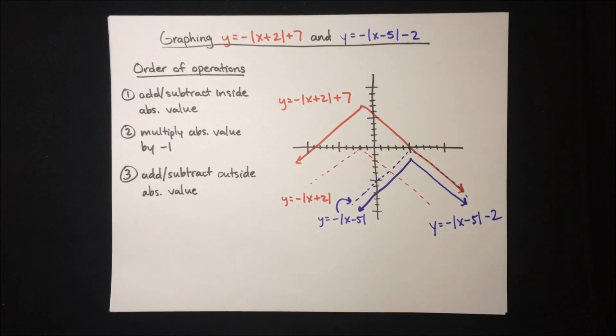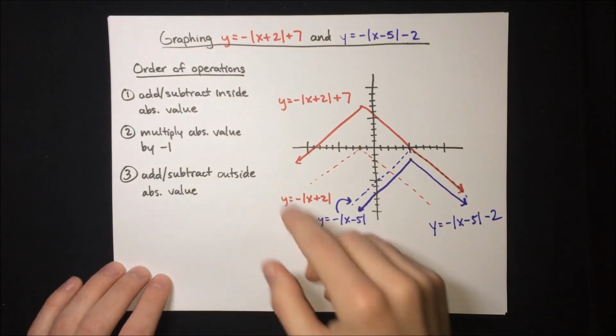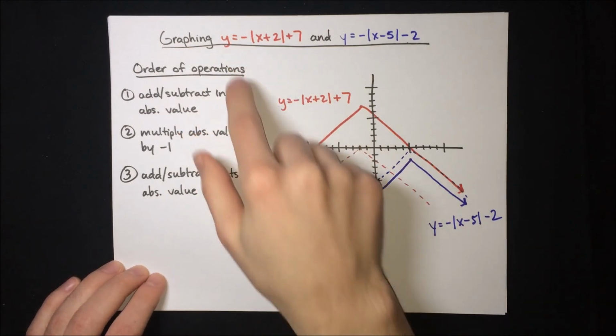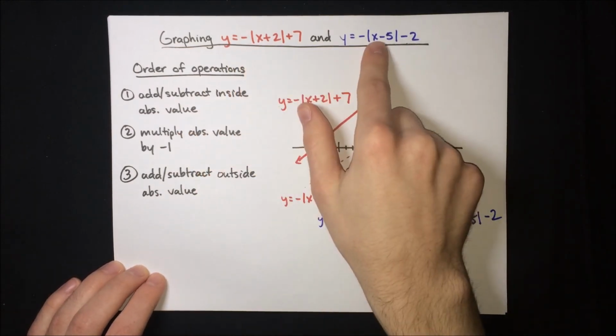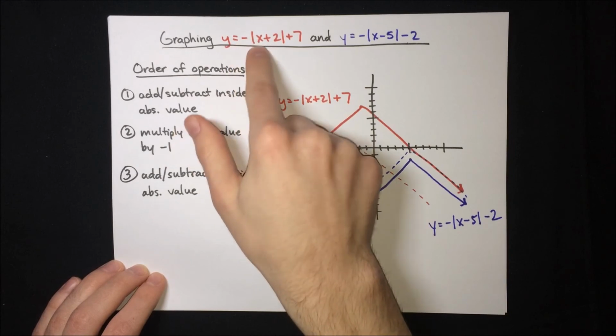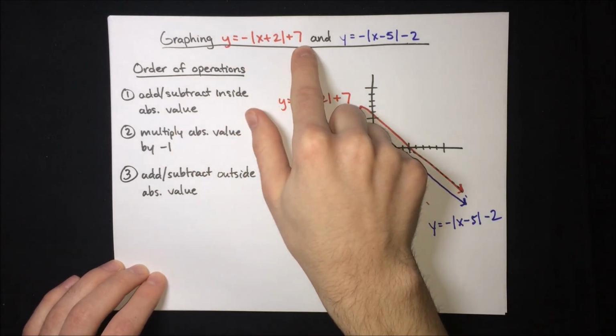In the future, we'll see what changes in the graph when we multiply parts of the function by some number other than -1 or +1. Like what if this were a -2 times the absolute value in front? We'll see that in the future.